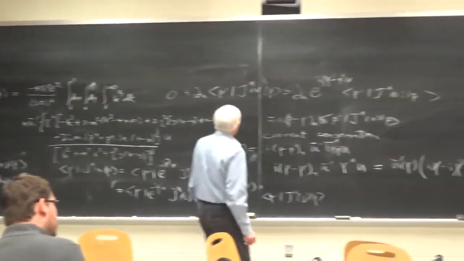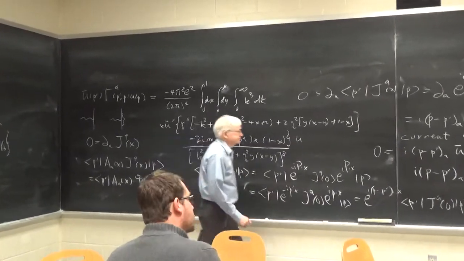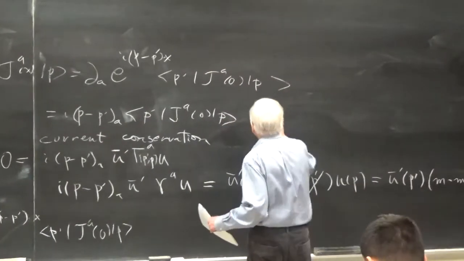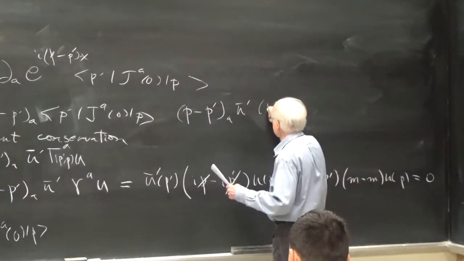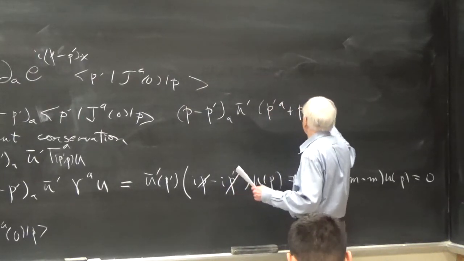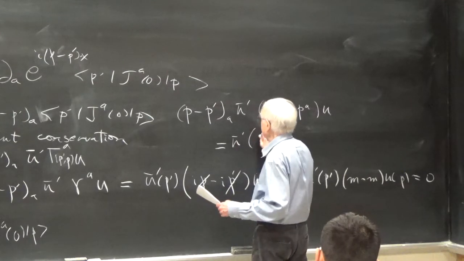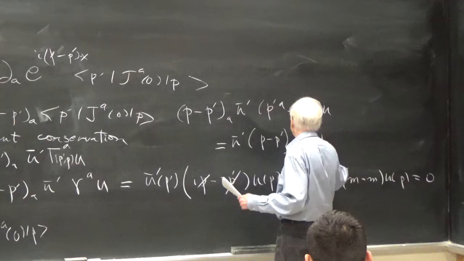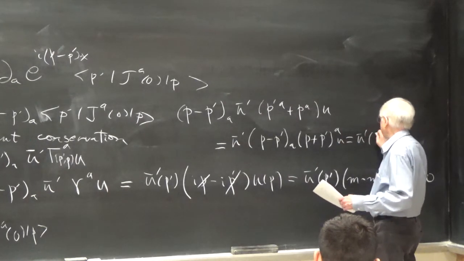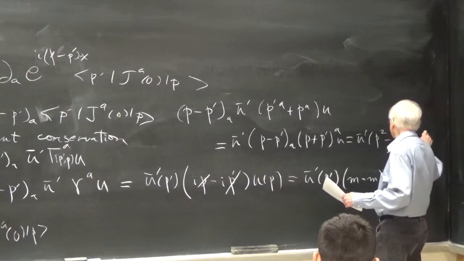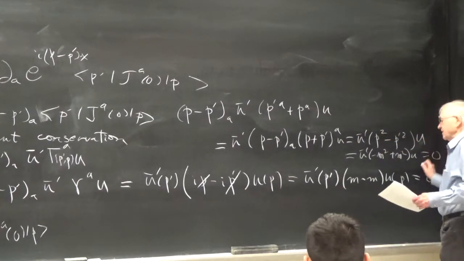The other terms are P A plus P A prime times some number, and they work also, because then what we have is (P minus P prime) sub A, u bar prime, (P prime A plus P A), u. And so this, of course, is u bar prime, (P minus P prime) sub A, (P minus P prime)·(P plus P prime) sub A, u, and so this is u bar prime, (P squared minus P prime squared), and that is just u bar prime (minus m squared plus m squared) u, which again is zero.